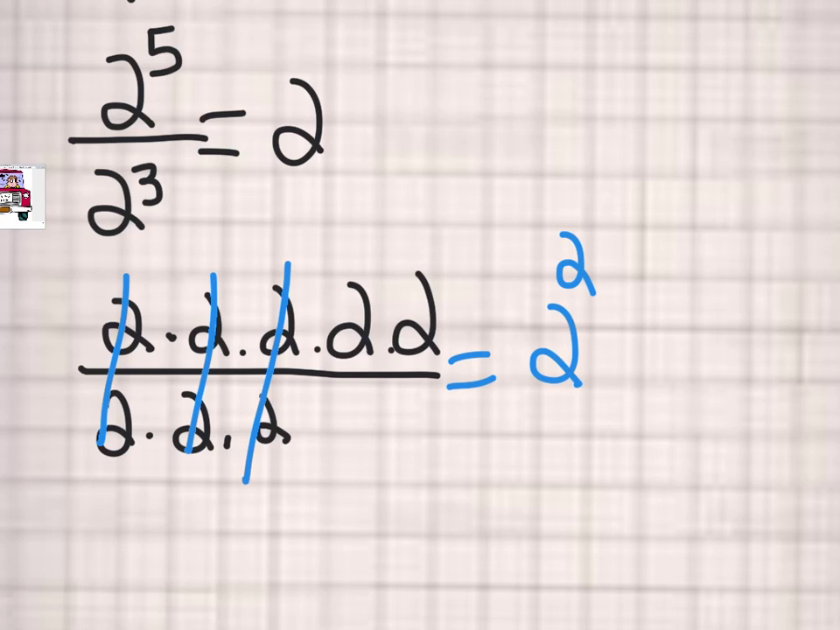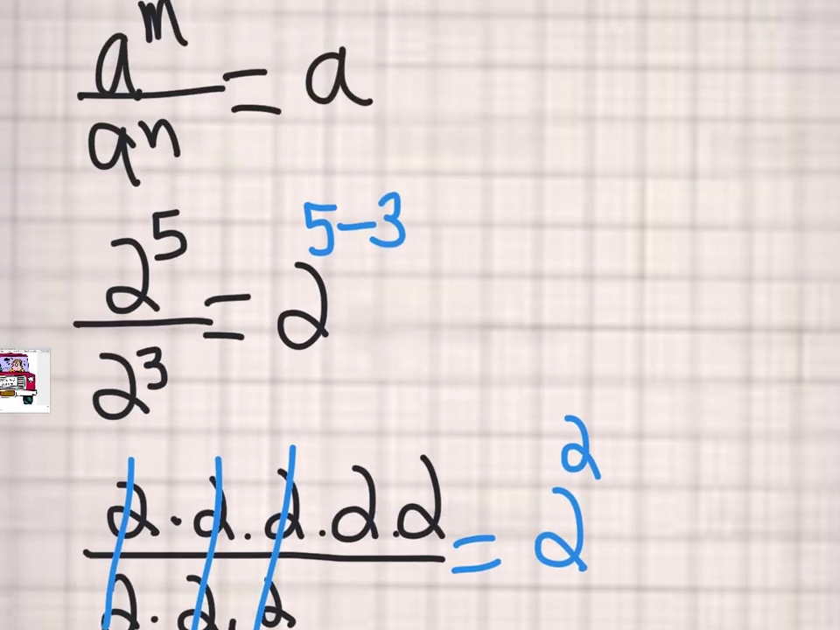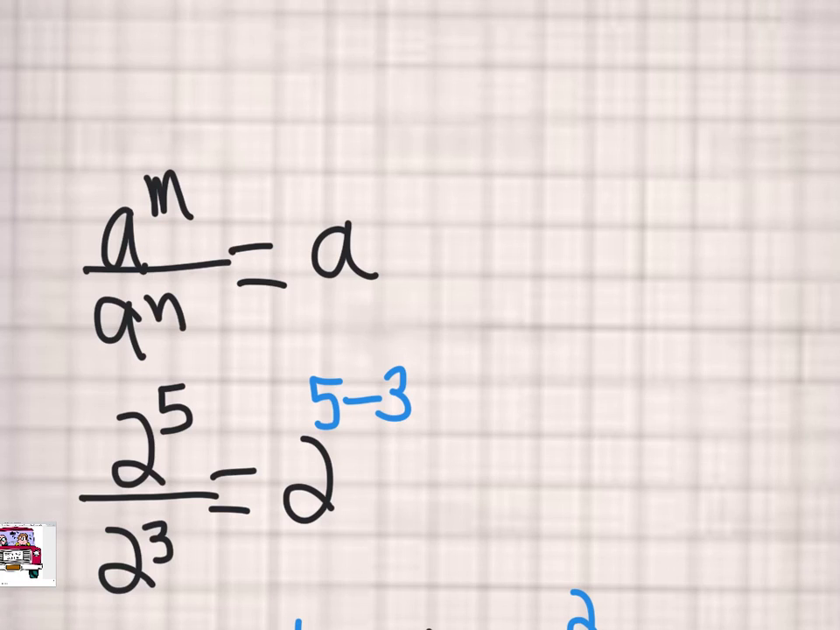Now I go back to my original setting, and I'm going to see what I did here. Did I add the exponents? Did I multiply them? Did I subtract them in order to get that result? Well, 5 minus 3 equals 2, so I subtracted them. Guess what? Congratulations again. We just found the second law of exponent, which is a to the power m over a to the power n equals a to the power, you guessed it, m minus n.